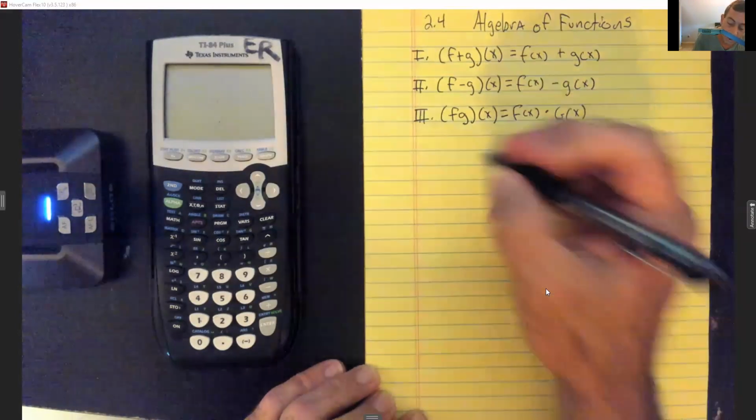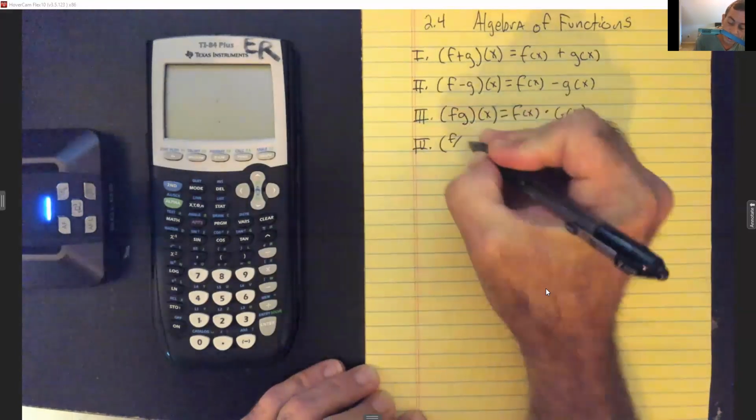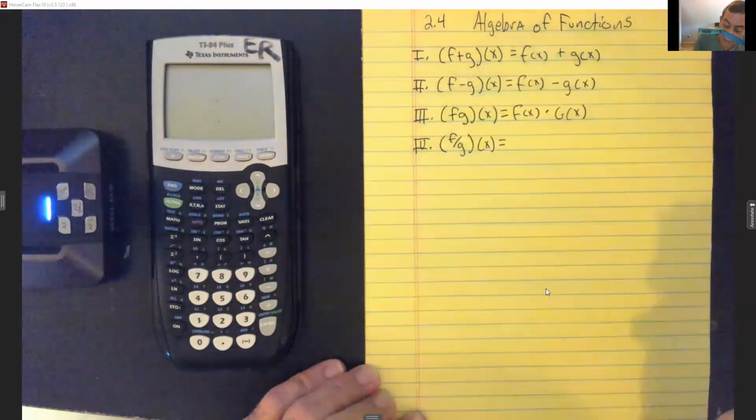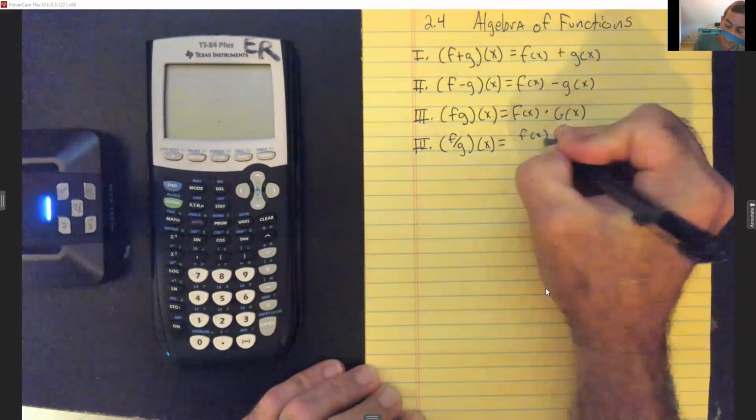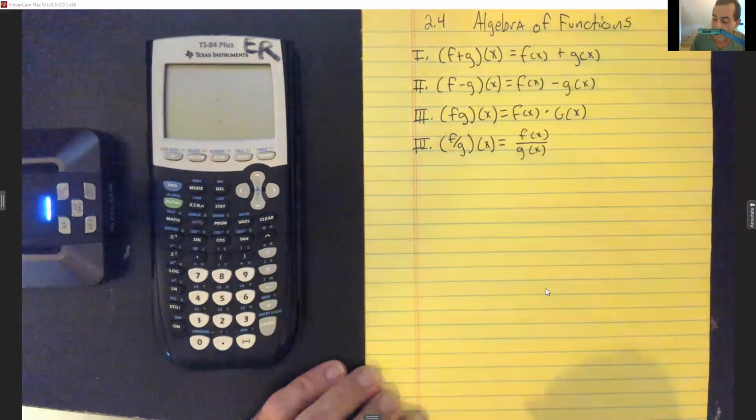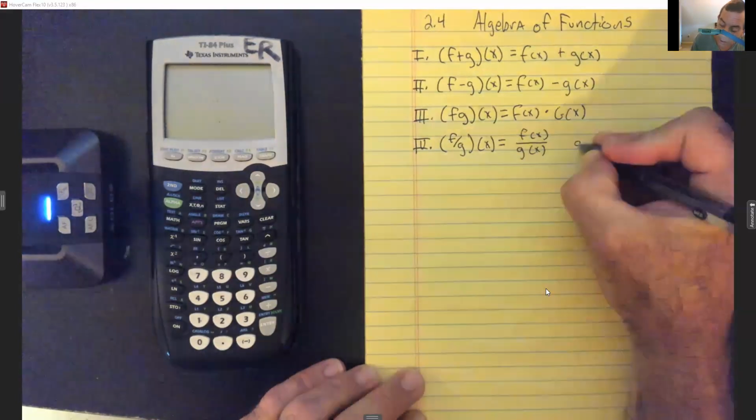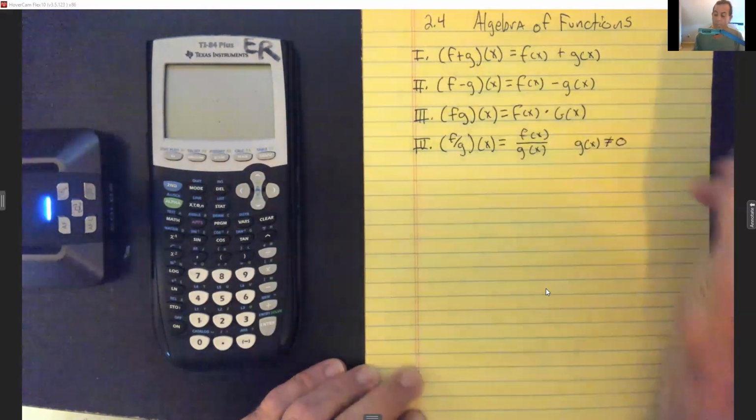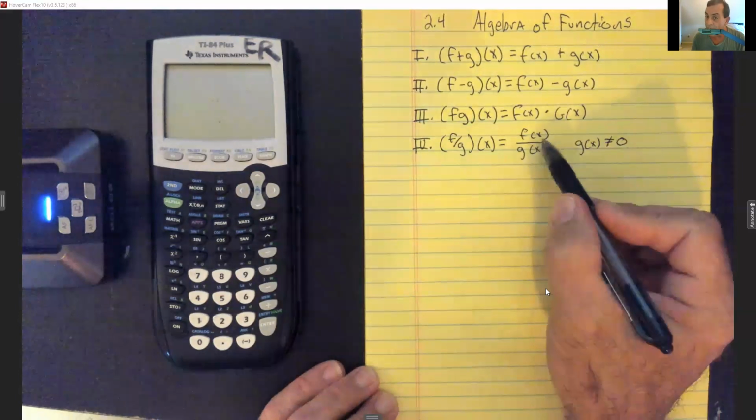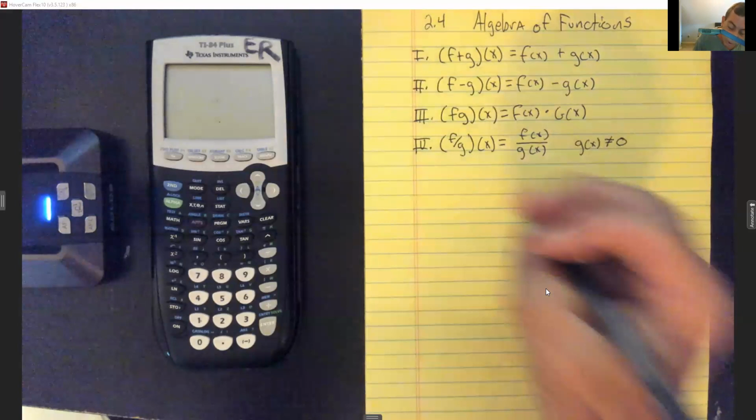And then number four will be f divided by g of x. And that'll be my f of x divided by g of x. Now, I have to make sure of one thing. I have to make sure that the g of x part does not equal 0, because if g of x equals 0, that would make it undefined, okay? So, let me show you what these examples are going to consist of.